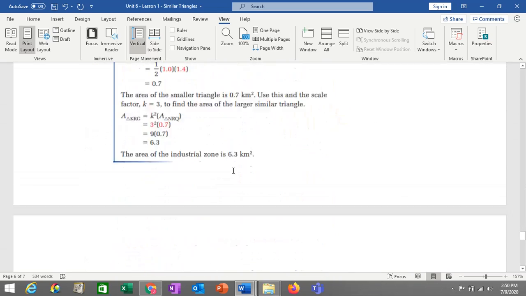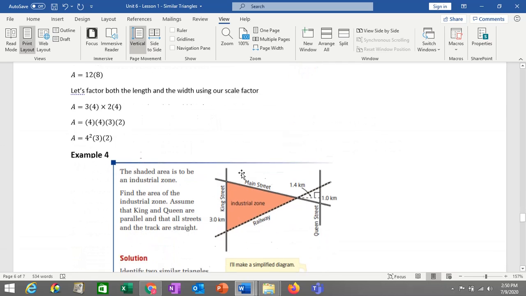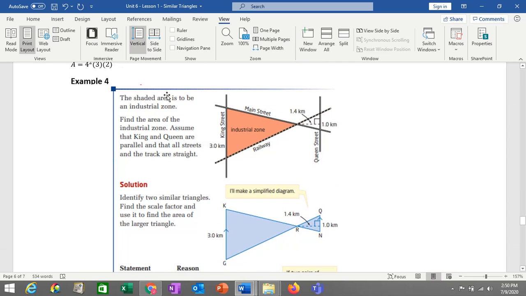Okay, so I believe we are into our last problem now. Example 4. The shaded area is to be an industrial zone. So zoning of areas in a city, right?